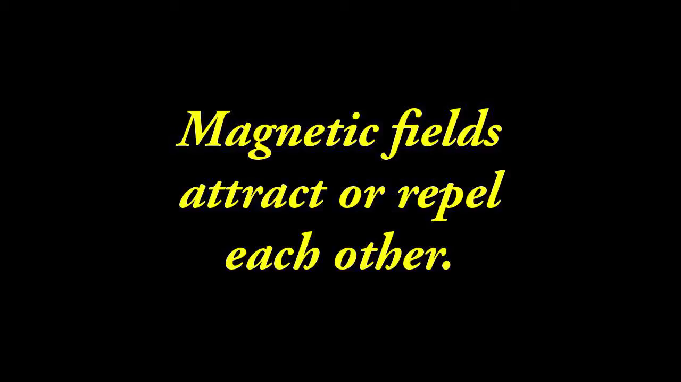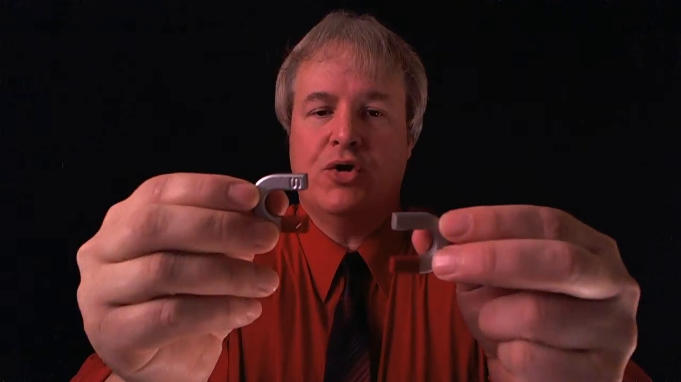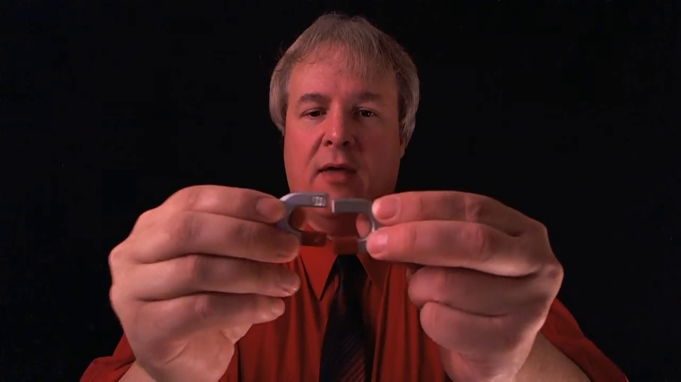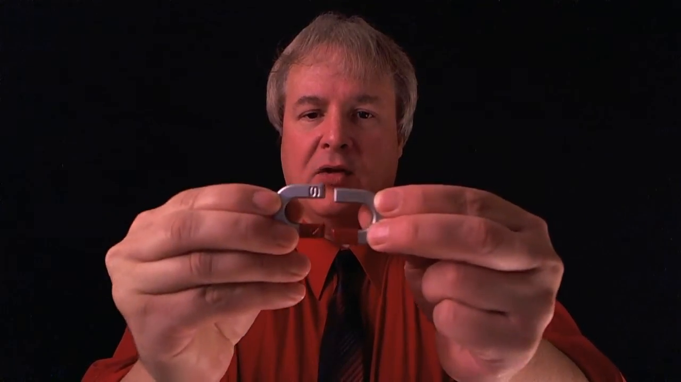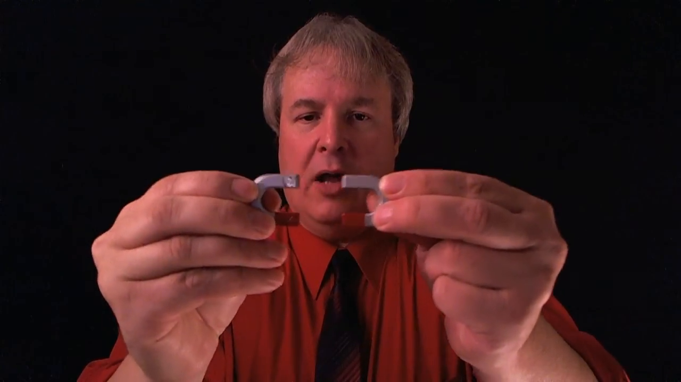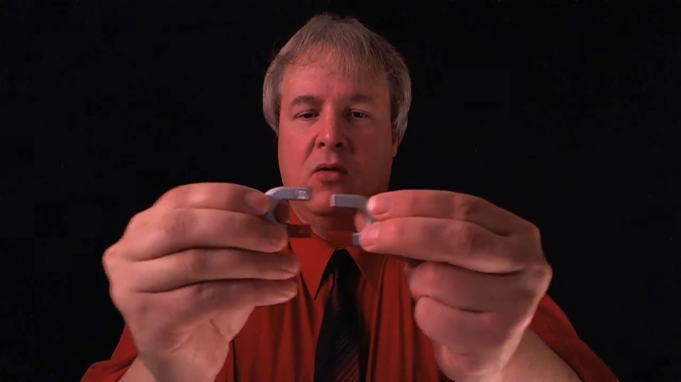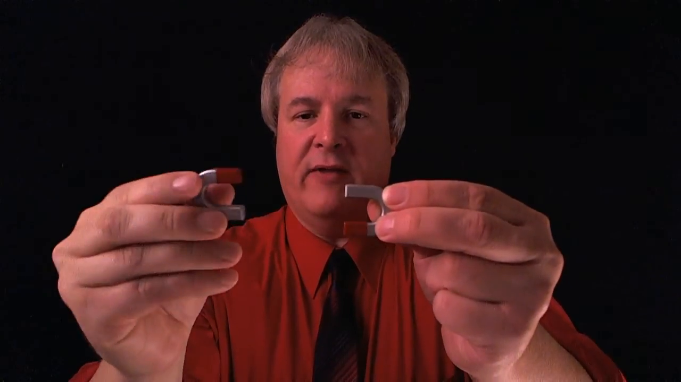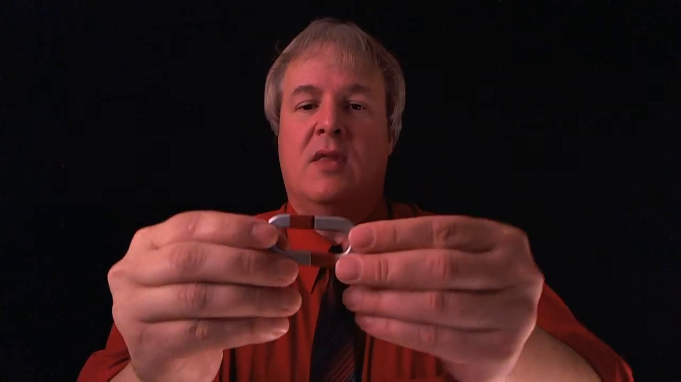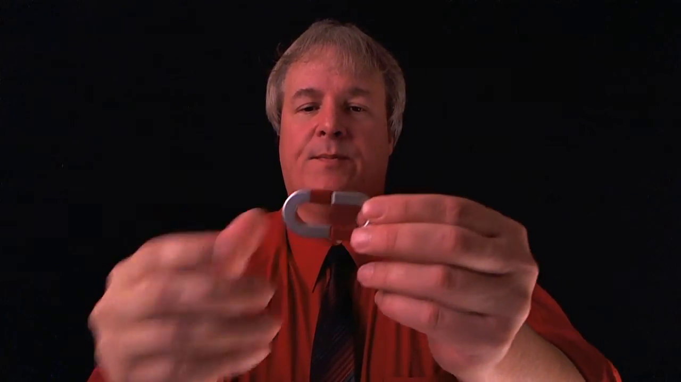Macroscopic experiments show us how these fields interact. Remember, magnetic fields can attract or repel each other. Here are 2 horseshoe magnets, and I've got their north and south fields aligned, and I try to push them together, and they push away from each other. So alike magnetic fields repel. Now if I flip it over, they attract each other. This is equal and opposite.